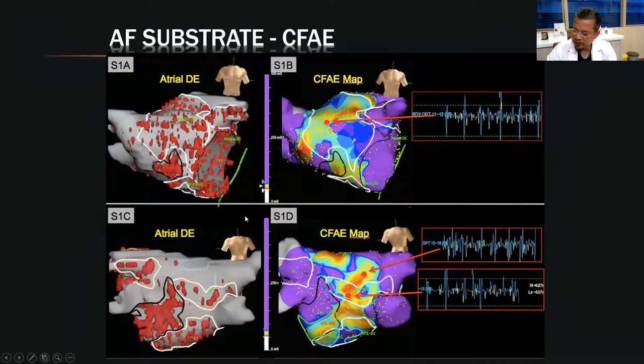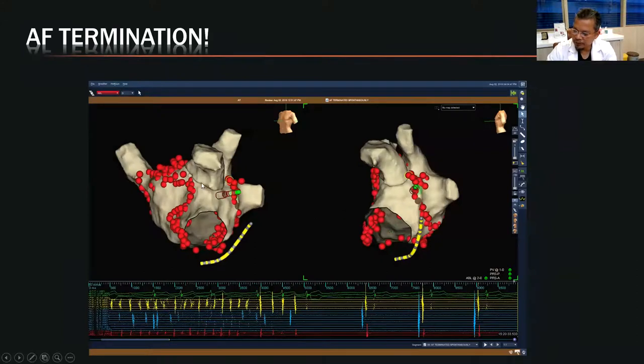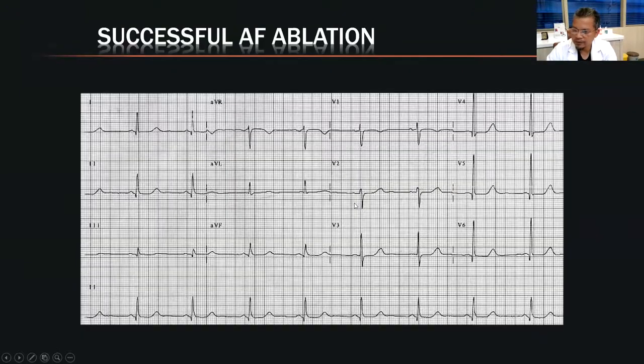So what we need to do is then modify or isolate all of this electrical circuit. Typically, there is a procedure called isolation of the pulmonary veins, and also to decompartmentalize the atria. By doing so, you actually regularize the electrical circuit. Here, you can see the termination. These very fast, irregular electrical circuits become reverted back to normal. And the patient goes home with this.